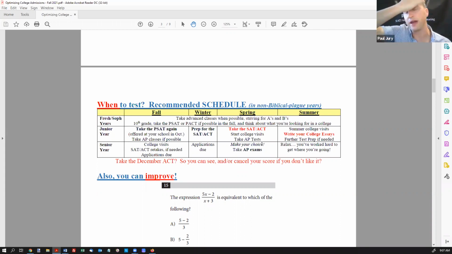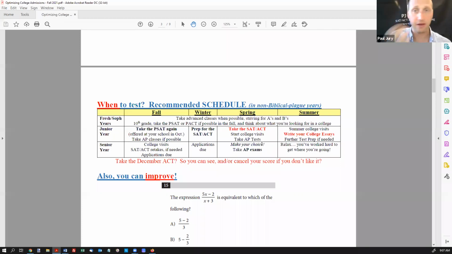Try to get these done if you can by the end of junior year. Obviously, current seniors, there were so many test cancellations that it's okay if you're still doing it now. But for freshmen and sophomores and even juniors, hopefully the pandemic won't be as much of a cancellation factor as it has been. And so that's typically a good timetable.